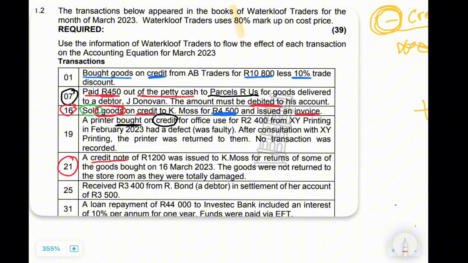Remember, on the 16th, KMOS bought goods from us, right? And he or she had bought goods for 4,500, but this time, this person returned goods worth 1,200, okay? So they didn't return all the goods. However, these goods were not returned to the storeroom as they were totally damaged. So how do we record this? Two accounts are affected. The first one obviously is the goods, which is the trading stock account. The second one will be the debtors control account, because this person that we are dealing with is our debtor, and these are the goods that he or she had bought on credit.